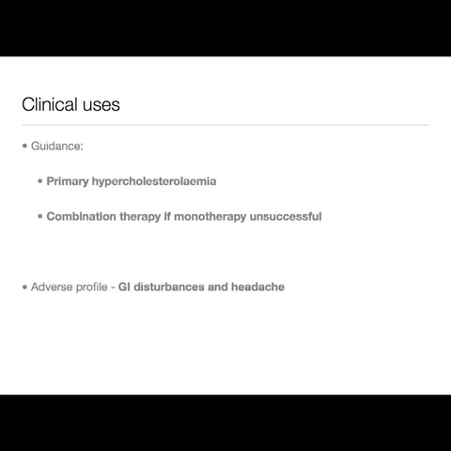Ezetimibe sets itself aside from the other non-statin antilipid agents in that it may be used in primary prevention, specifically for the treatment of heterozygous familial hypercholesterolemia. Otherwise, it is sometimes used in combination if monotherapy with statins is unsuccessful. Side effects are rare and mild and include GI disturbance and sometimes headaches.